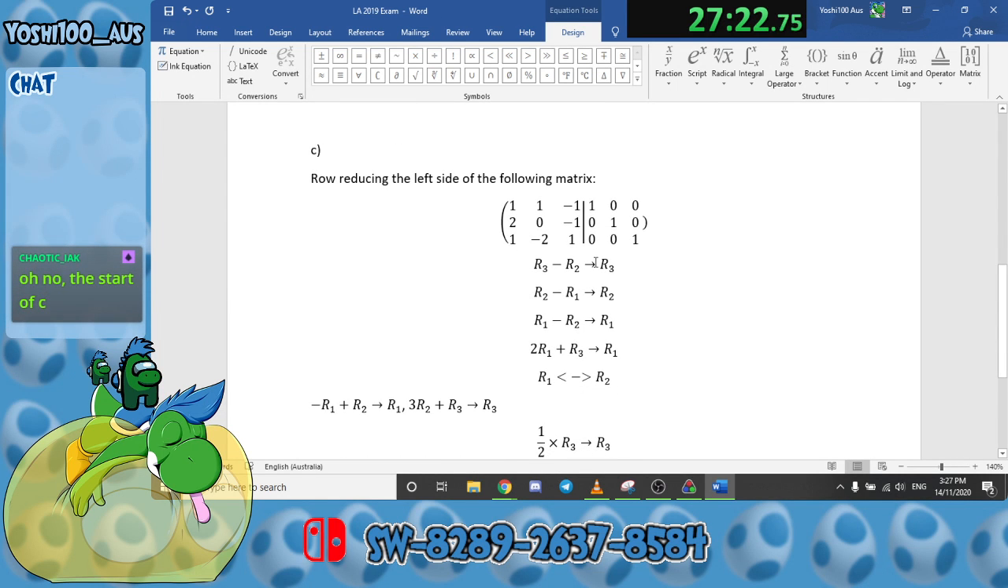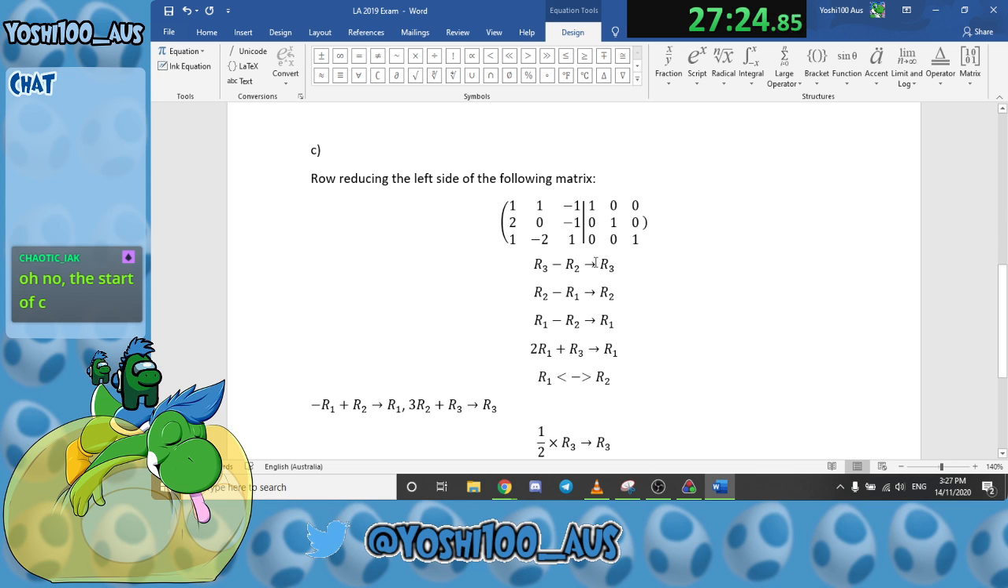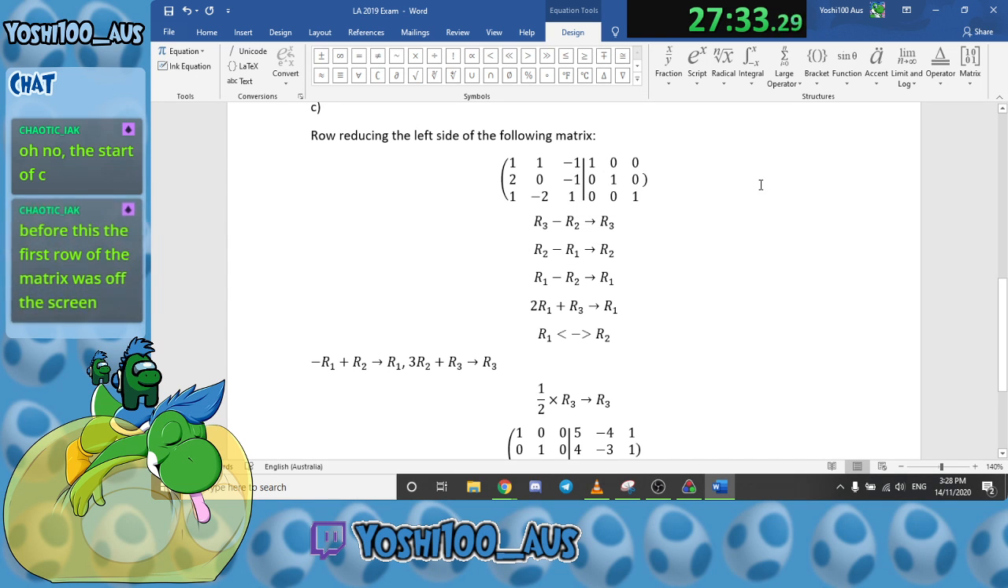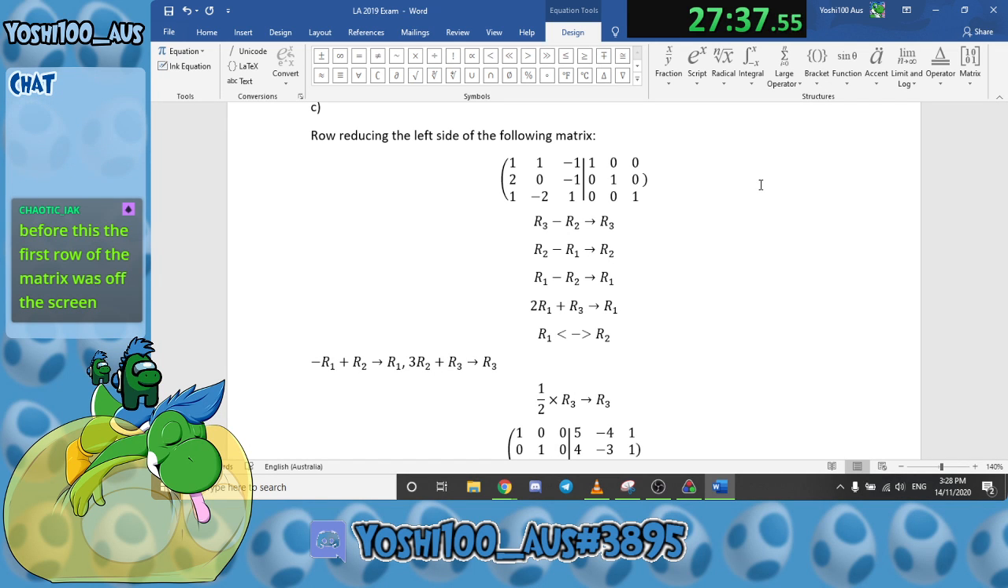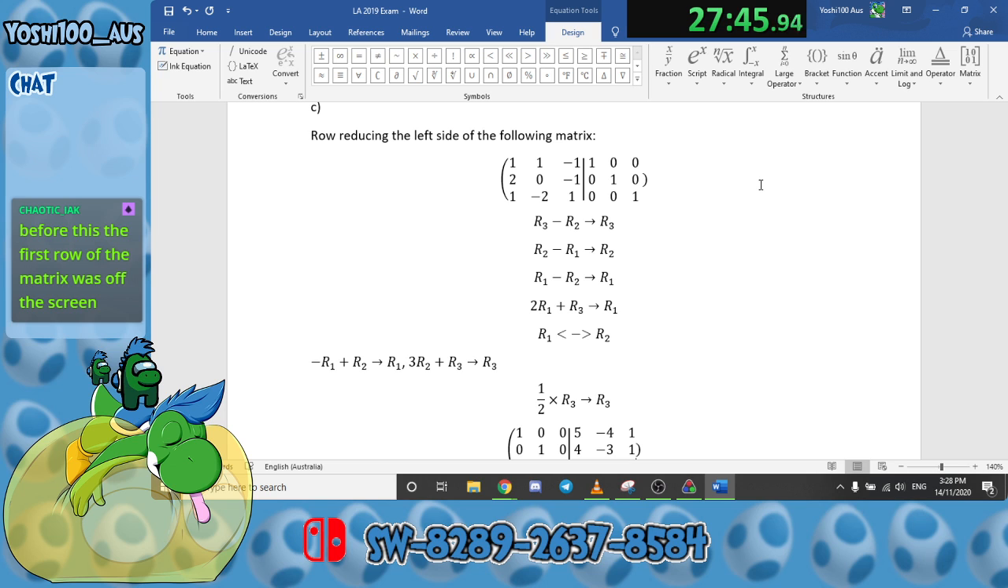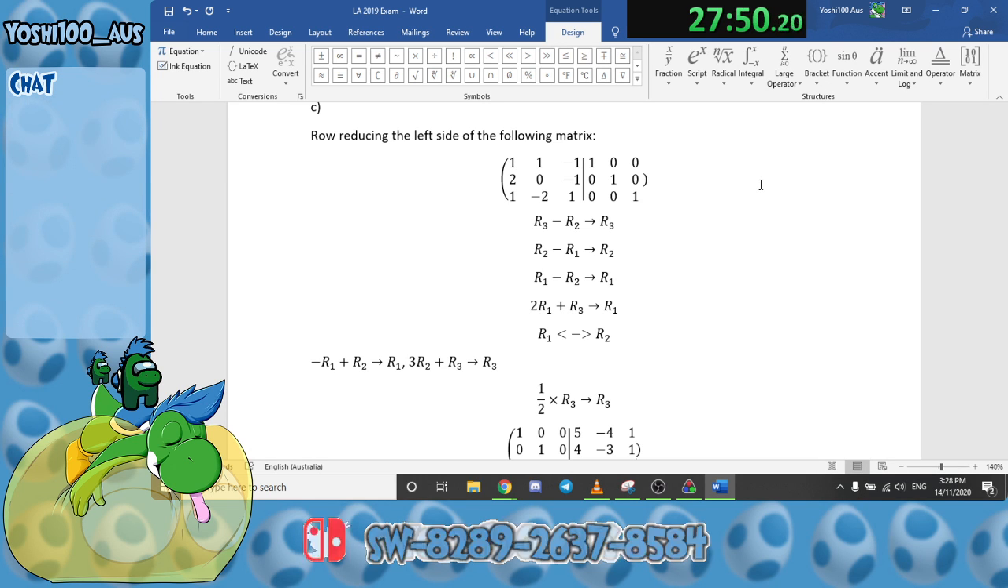Wait! No, not right now. Right? Start at C. So this is our matrix. Ah, the first row of the matrix is off the screen. Gotcha. Okay, what did I do here? I don't know what I did. R3 take R2. That should be -1. Wait, huh? Am I crazy?